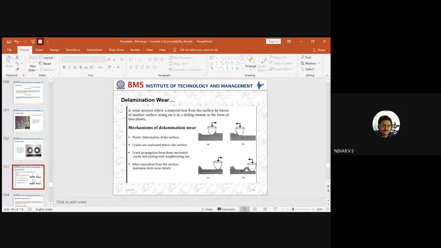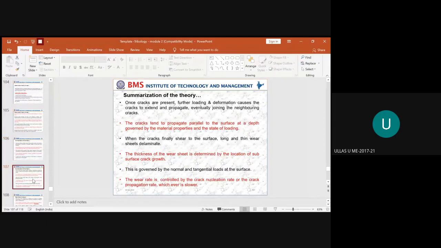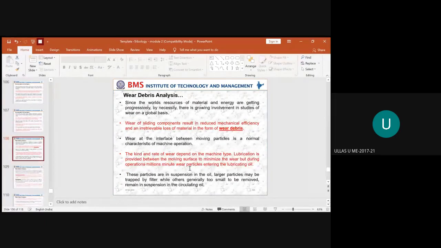Okay, so we have delamination wear theory. I'll do this delamination wear theory later. Let us complete the debris analysis. Before going to wear debris analysis, I just provided you the information as a prerequisite to know why debris analysis is needed.